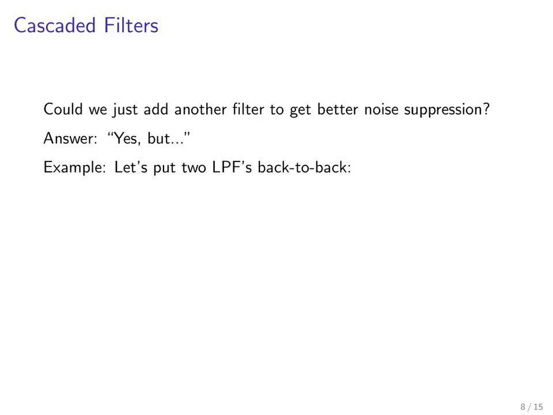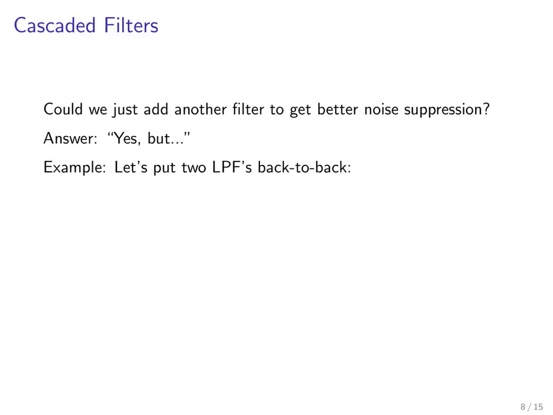Okay, so the question we might ask ourselves, given that we have suppressed the noise somewhat but not quite enough, is can we just add another filter in line to get better noise suppression? And the answer to this is yes, you can. If you cascade another filter on the end of the previous filter, you can, but you've got to think about what it's going to do to the overall transfer function of the system.